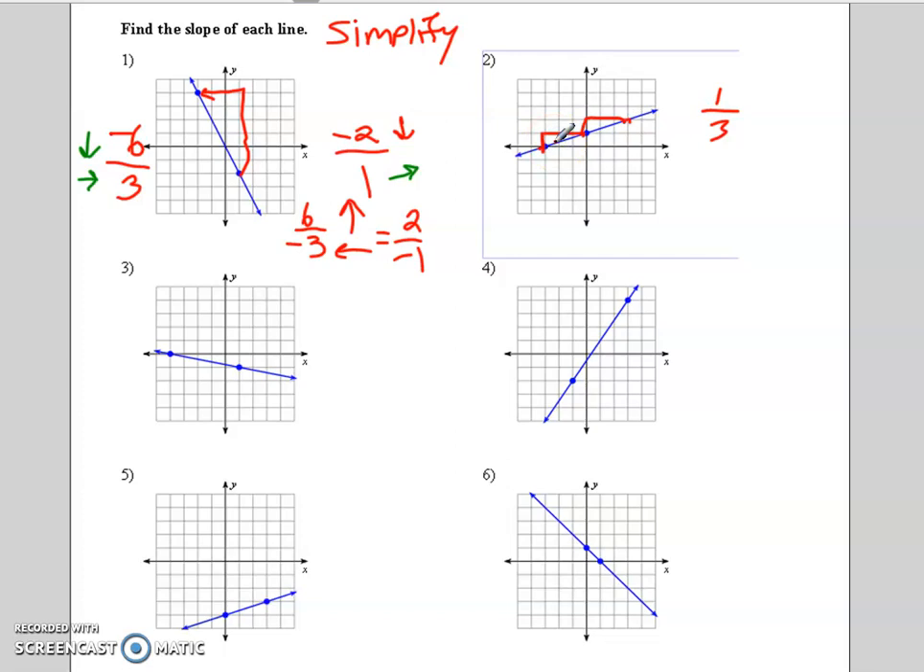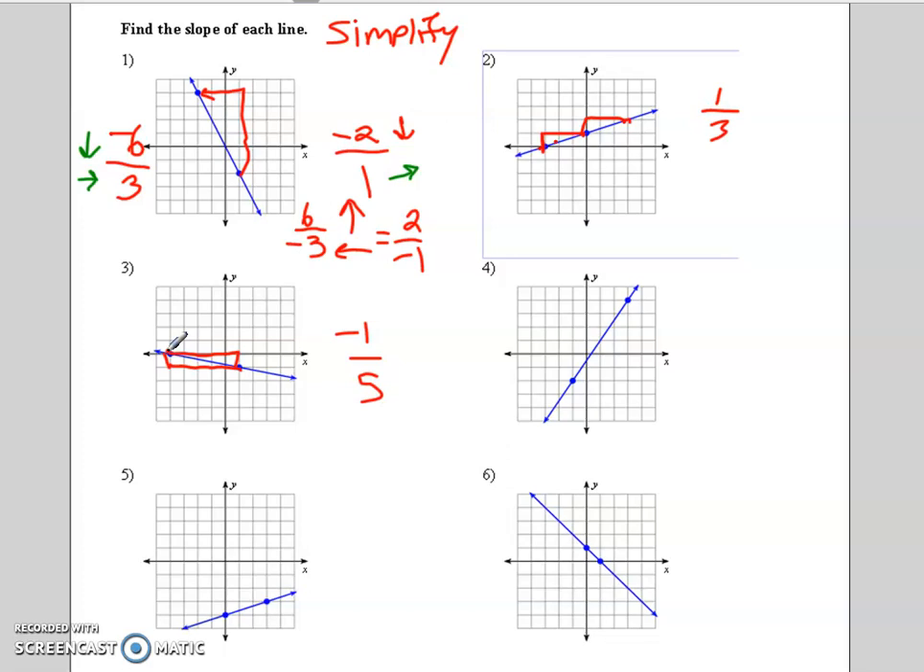So number 3, just looking at the graph, would you expect it to be a positive or a negative slope? Negative slope, because it's going down as you move left to right. So we start at the point, and you're going down 1, and then to the right 1, 2, 3, 4, 5. So that's a slope of -1/5. Again, you could have started at the right point and go up 1, and then left 5, and that would be 1 over -5, which is equivalent. So either way is correct, but it is a negative slope.